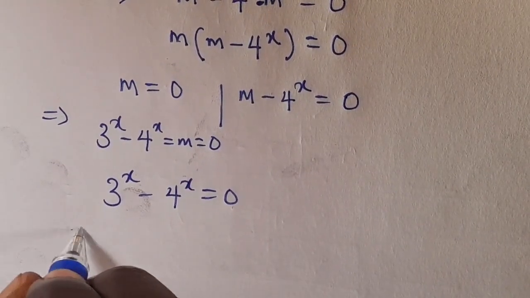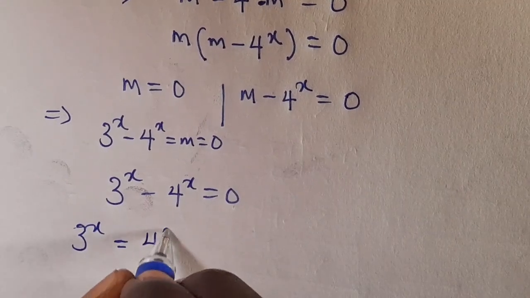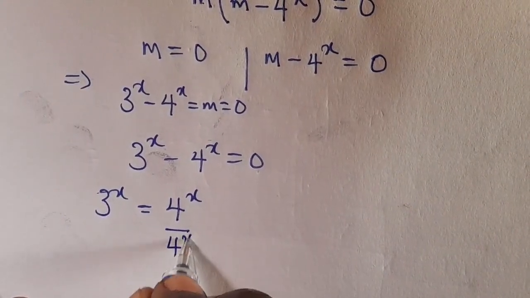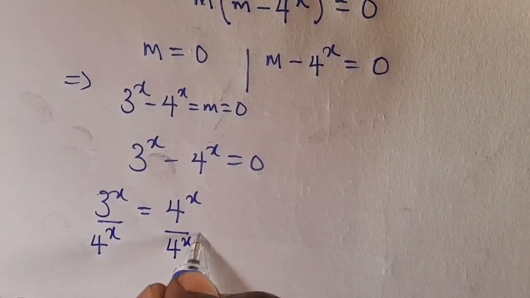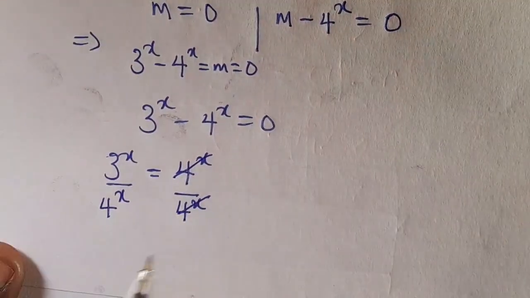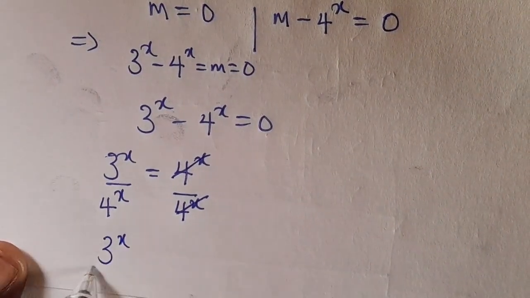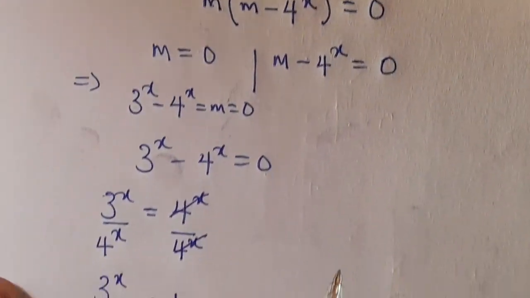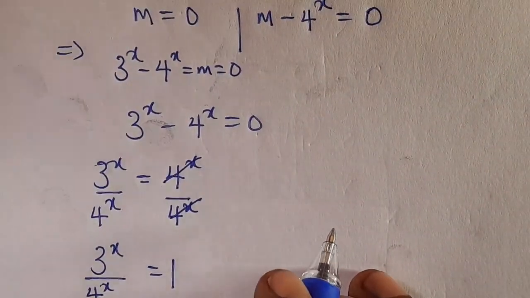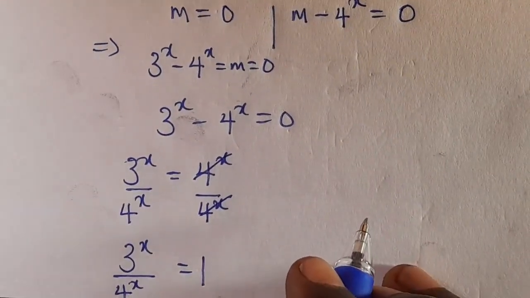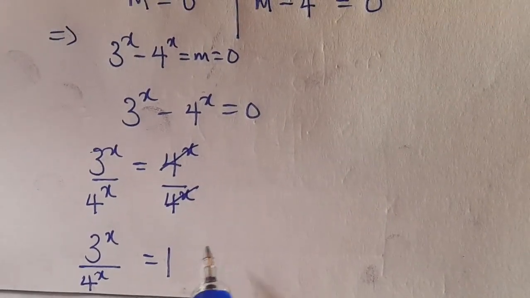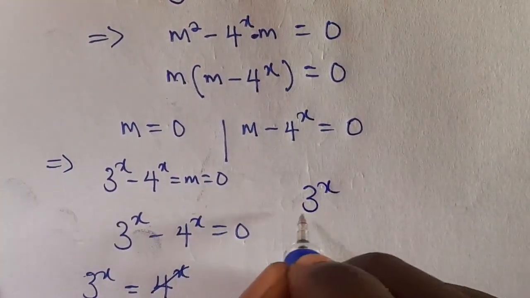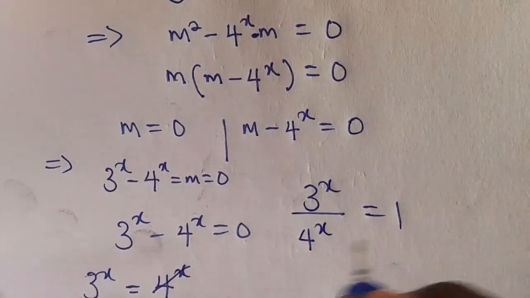So therefore, we have 3 to the power of x equals 4 to the power of x. So when we divide through by 4 to the power of x, we cancel this, so we have 3 to the power of x divided by 4 to the power of x equals 1. Now, if this one is equal to 1, so from here we have 3 to the power of x divided by 4 to the power of x equals 1.